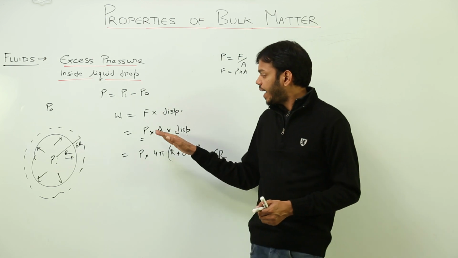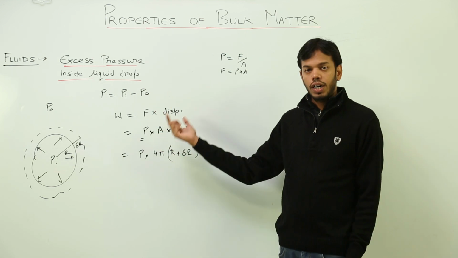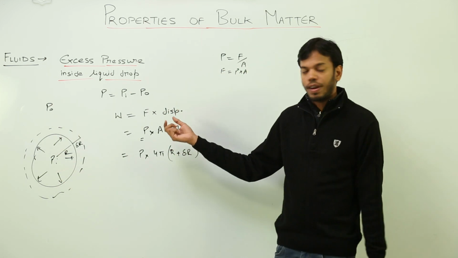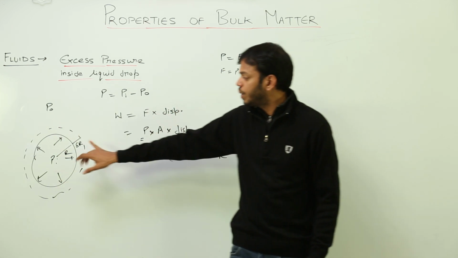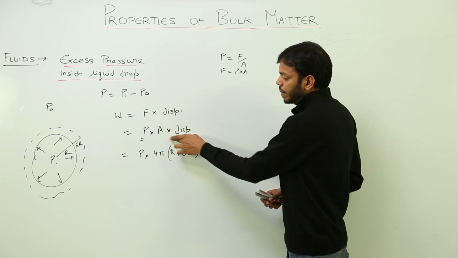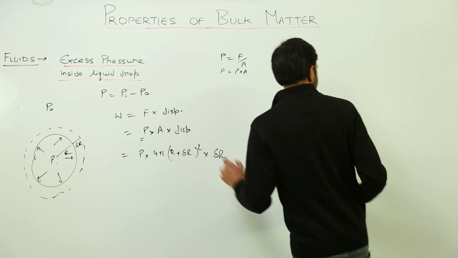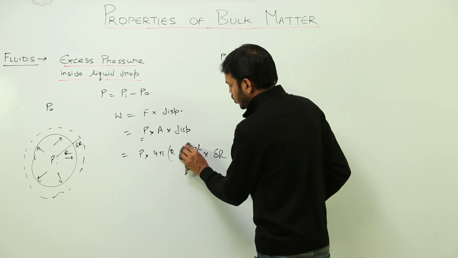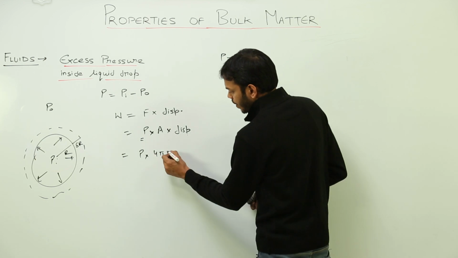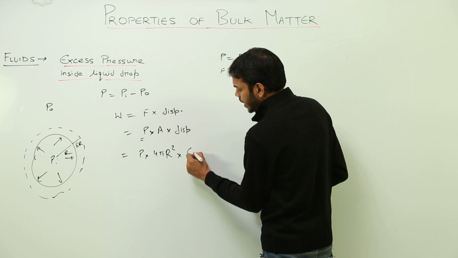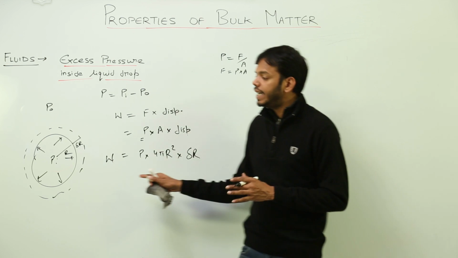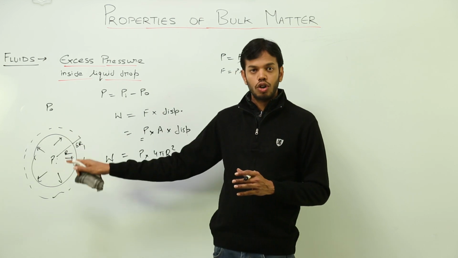Is this equation right? If I have to consider the work done as force into displacement, where in force I am taking pressure into area, that area would be the original area, not the increased area, because the increased thing is already adjusted in the displacement. So this equation is actually pressure into 4 pi R square into displacement delta R. This is the value of work done, which will provide the potential energy stored in the liquid drop.